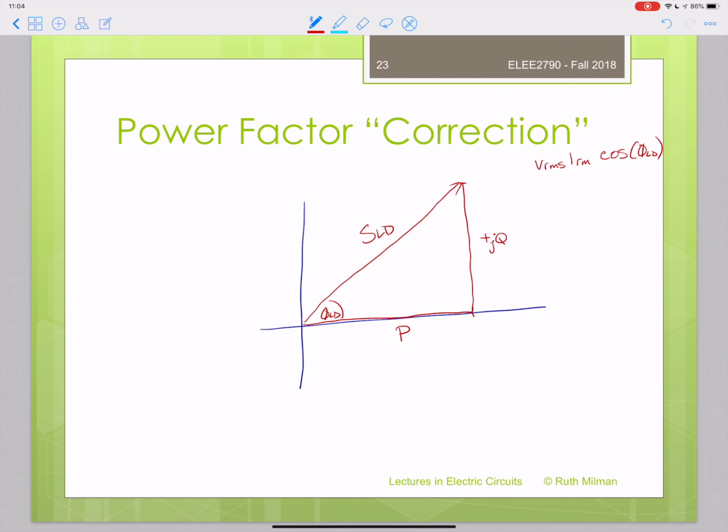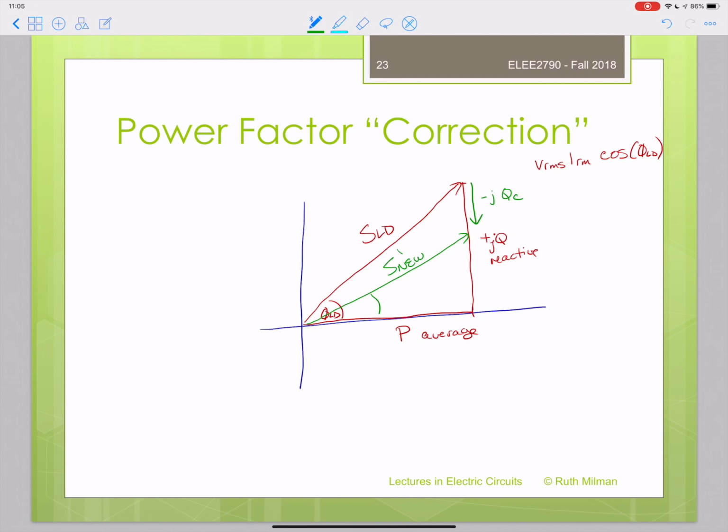And there's not anything we can do about this red triangle. This is what's necessary for our system. We have to have the average power P. We have to have the reactive power Q. Now, what we've done is we've added a capacitor. Our capacitor reduces the Q overall. How? It subtracts off j times the capacitive reactive power. So if we subtract that off, what that means is that our new complex power has a smaller value.